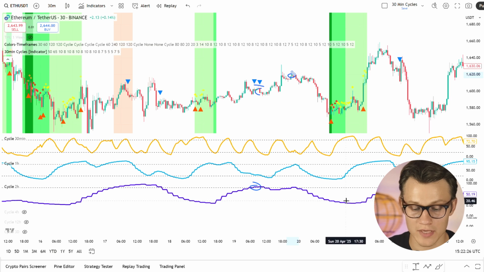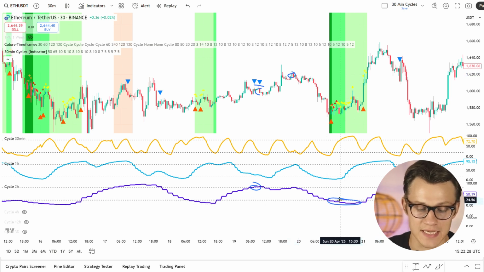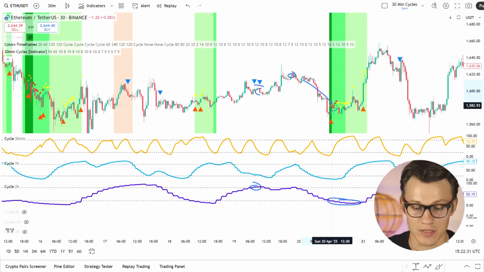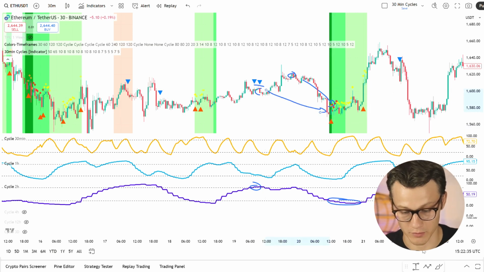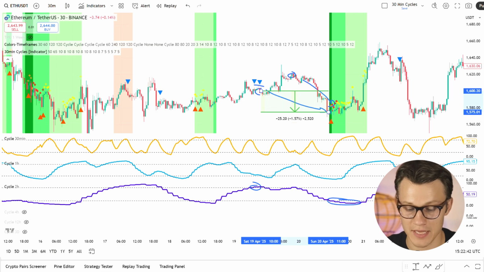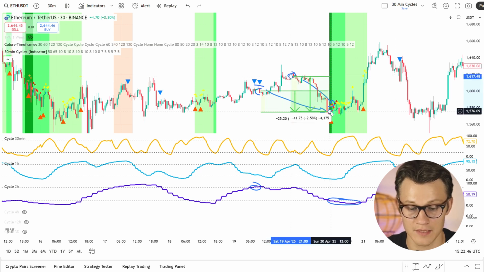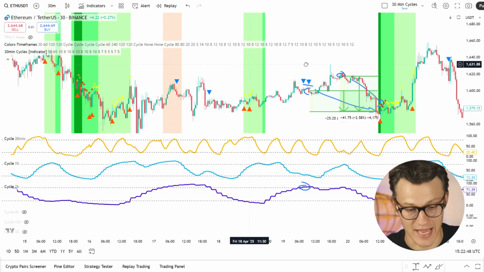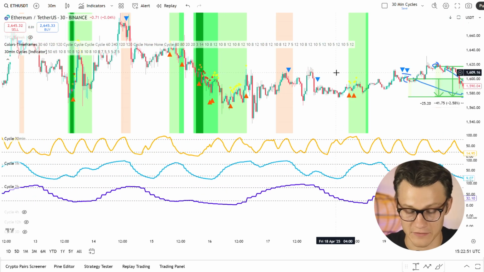We open the short and we hold it until the 2-hour cycle reaches 20. So we go here and we go here, and voila, both shorts are profitable. You made 1.5% in this trade, and you made 2.5% in this trade, and you rinse and repeat throughout many different trades.